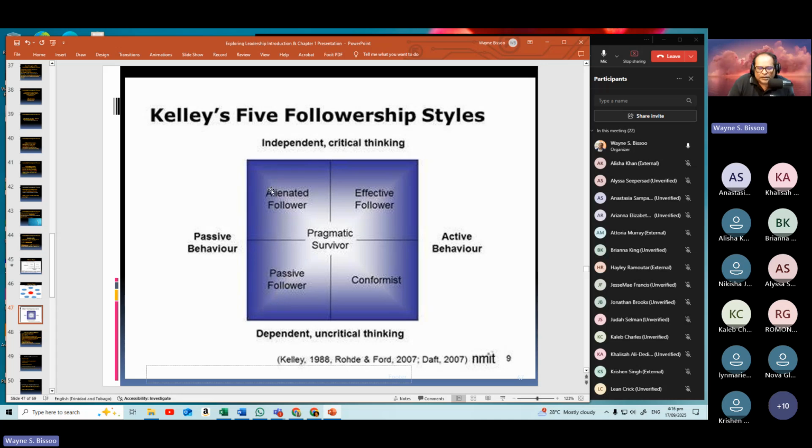Alienated followers are a problem. You need to know that if you start to get too many people falling into alienated followers, you're going to lose your power base. This again is something that you can utilize for political analysis across the board.